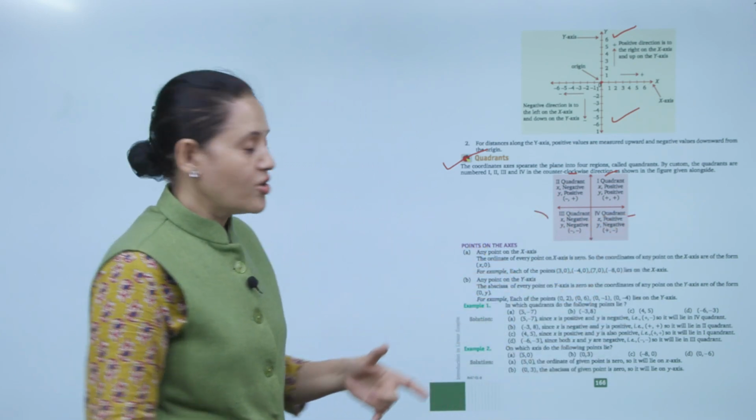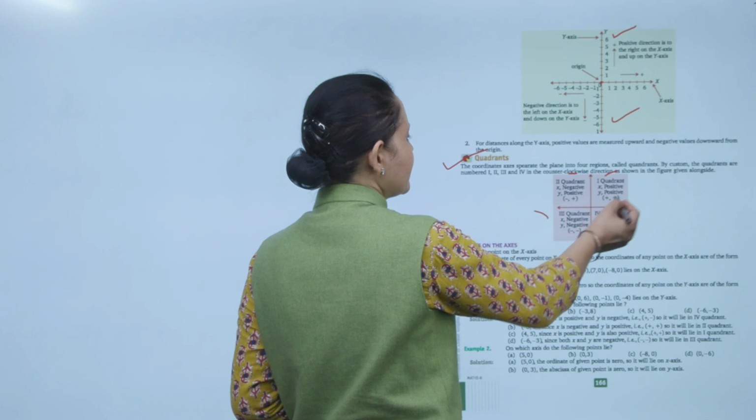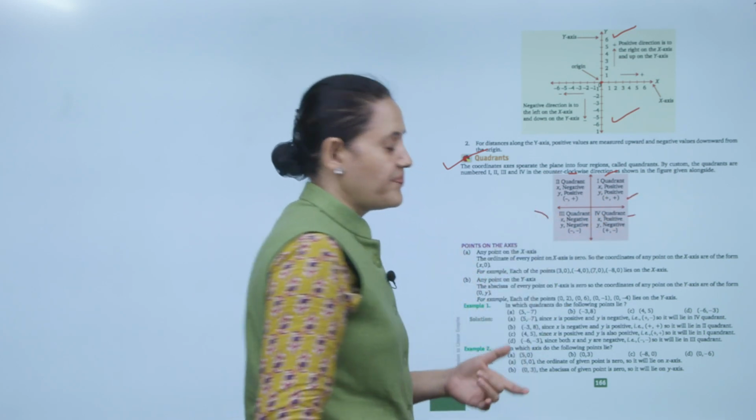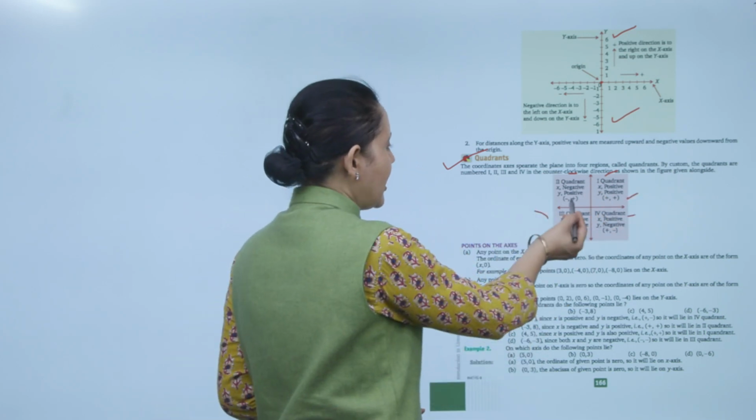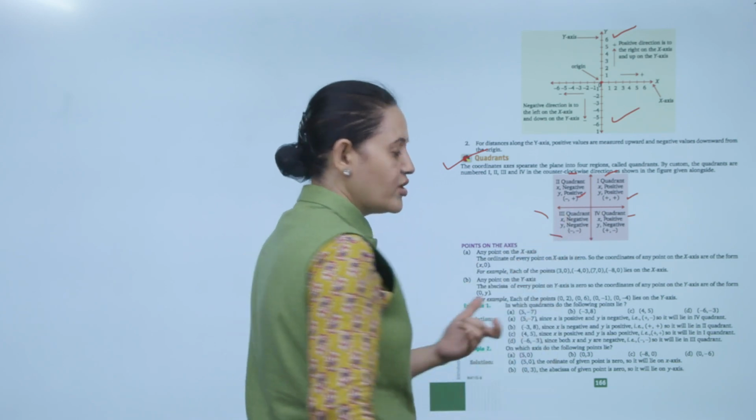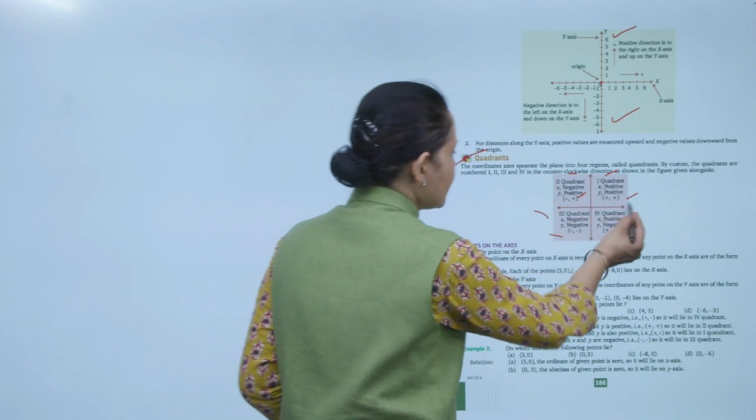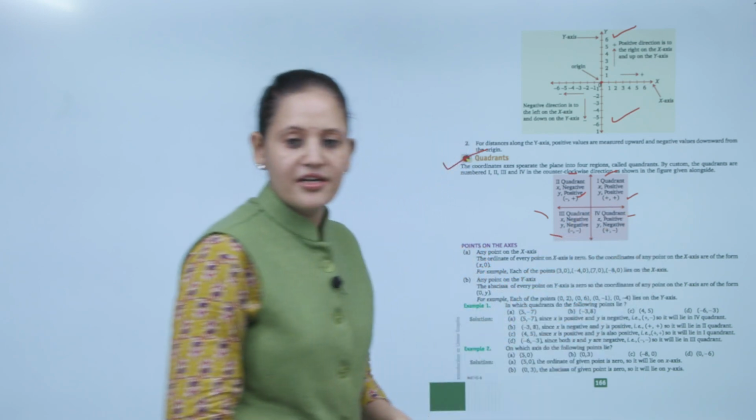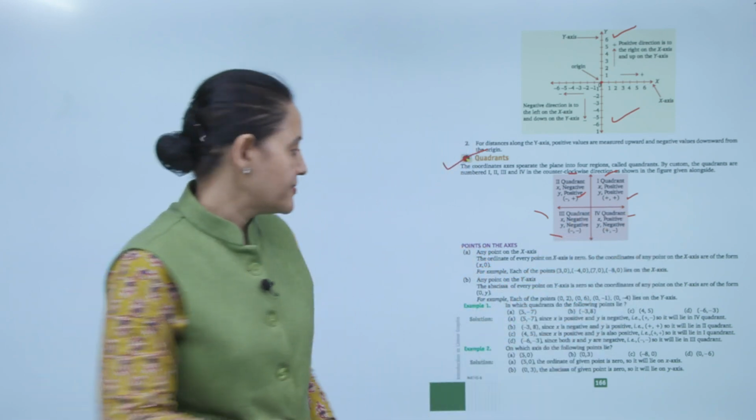In the first quadrant, all the numbers on the x-axis and y-axis are positive. In the second quadrant, x is negative and y is positive. In the third quadrant, both are negative. In the fourth quadrant, x is positive and y is negative. Clear?